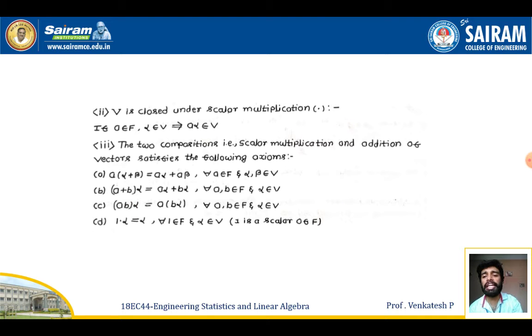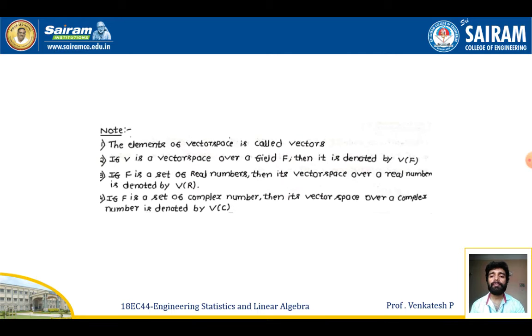Here we can treat this 1 as a scalar which will be in the field F, and α belongs to V. So with all these conditions, we can say that the non-empty set V is a vector space over the field F. One small note on the vector space.